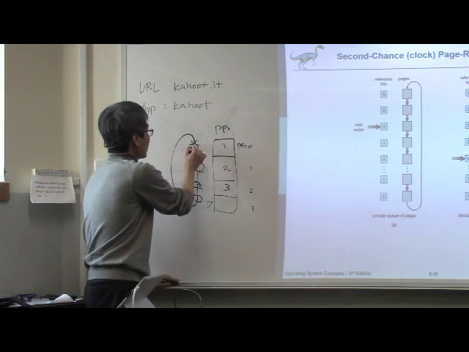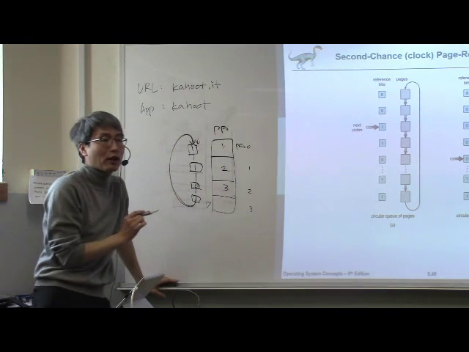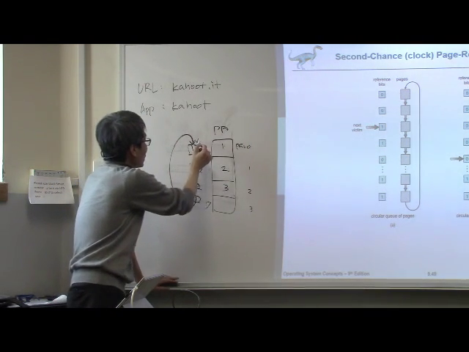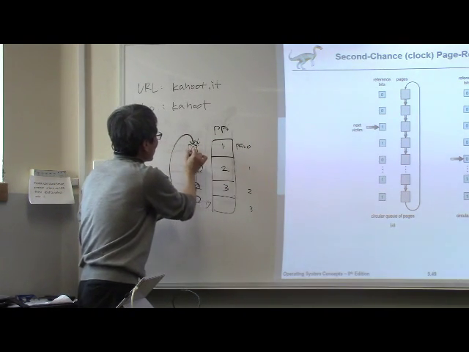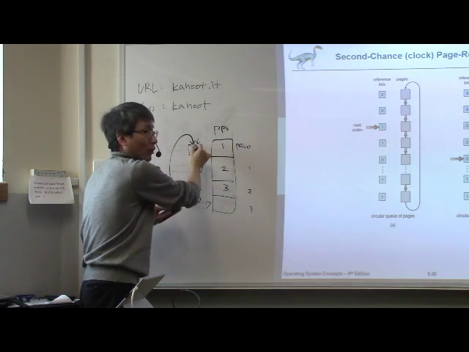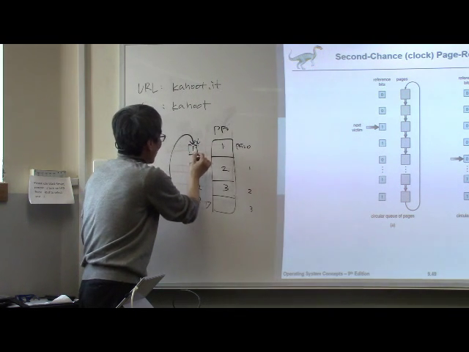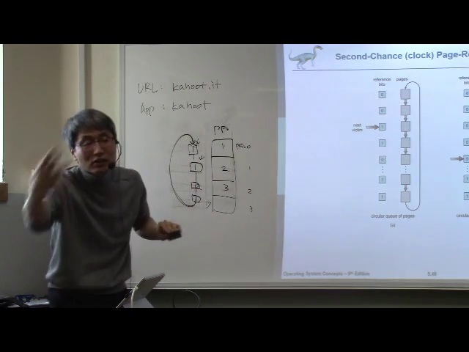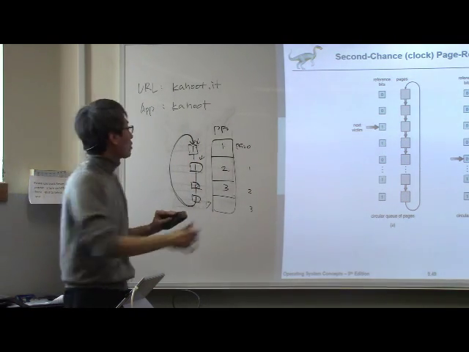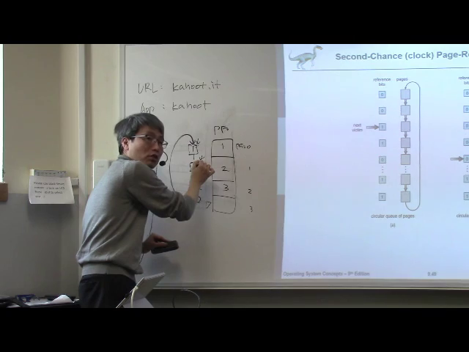Or then, this one, we start from here. Okay? Start from here. Then next, this one is selected as a victim. Okay? Then it will be changed to 1. Then next turn, the starting point is moved to here.